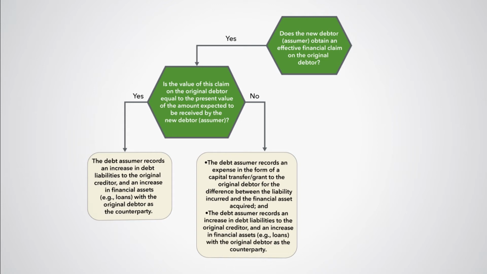The state-owned enterprise records a decrease in its original debt liability to the local bank and an increase in another liability to the central government. This new liability could be in the form of a debt or a non-debt instrument.